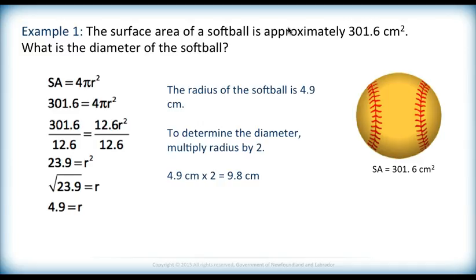301.6 divided by 12.6 is equal to 23.9 and is equal to r squared. Now we just want to have the variable r. In order to do this, it is a setup similar to the Pythagorean theorem, where we're looking for the hypotenuse. We will take the square root of both sides. The square root of 23.9 is equal to 4.9. Since we want the diameter, we will have to multiply the radius by 2. 4.9 centimeters times 2 equals 9.8 centimeters.